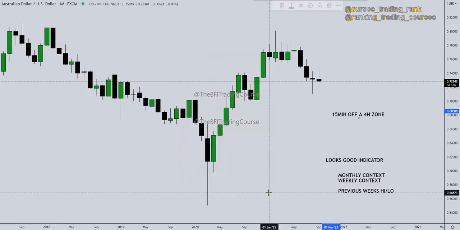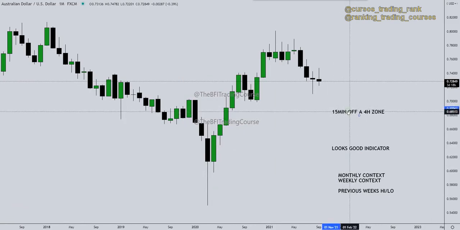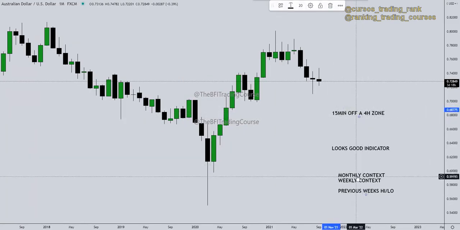Well, does it look good? Maybe do the looks good indicator. Keep your entry where it is on your 15-minute on a 4 hour zone, but check the monthly context. See how your trade looks, how your entry looks within the monthly context if it looks good. See how your entry looks within the weekly context. You always want to see last week's high and low and last week's weekly candle. How did last week's candle close? Even the monthly candle, how it's forming throughout the month. That's what I mean by it looks good.